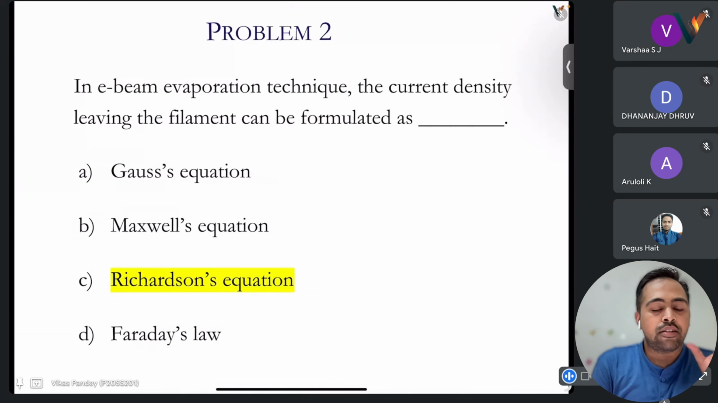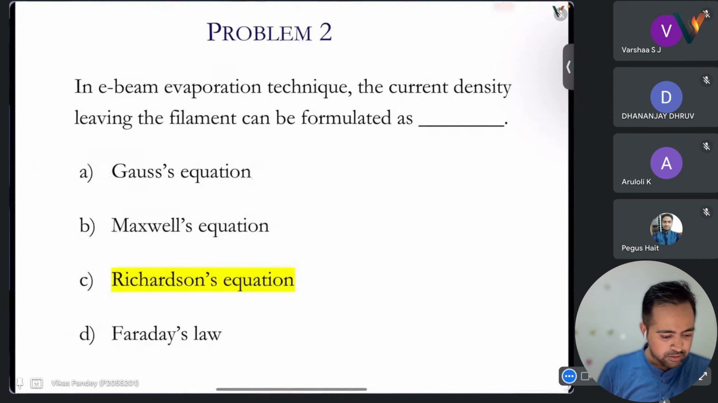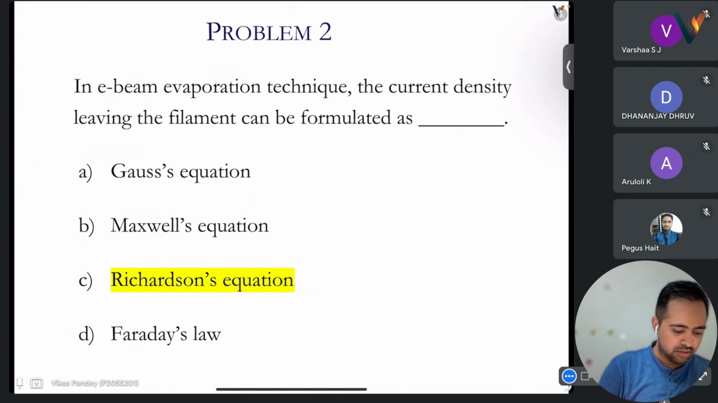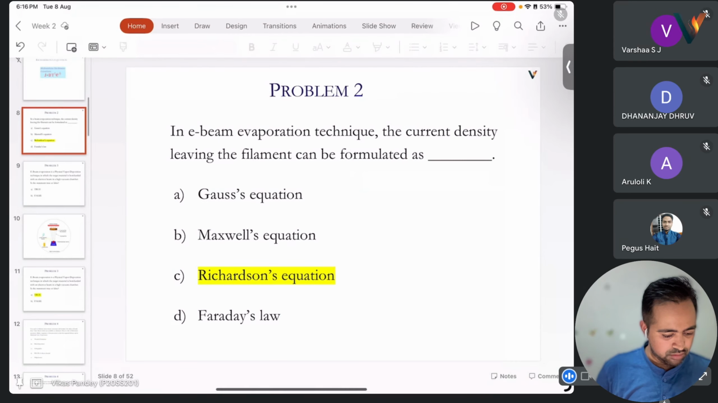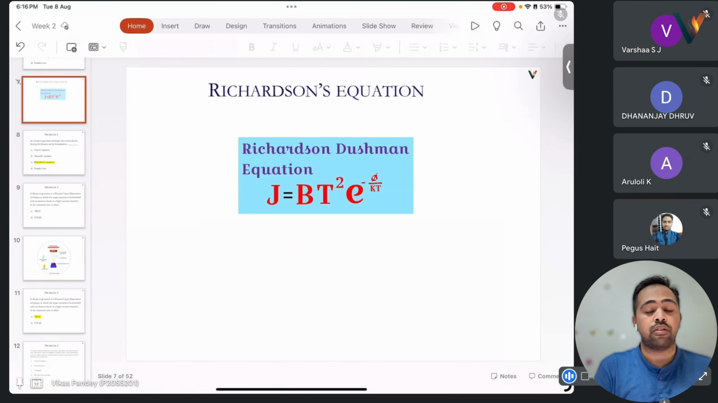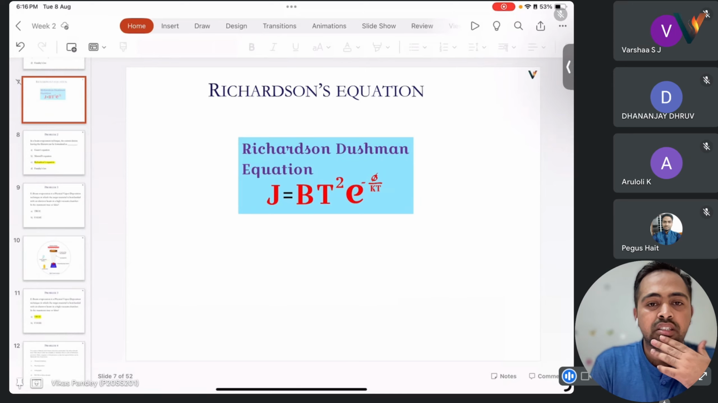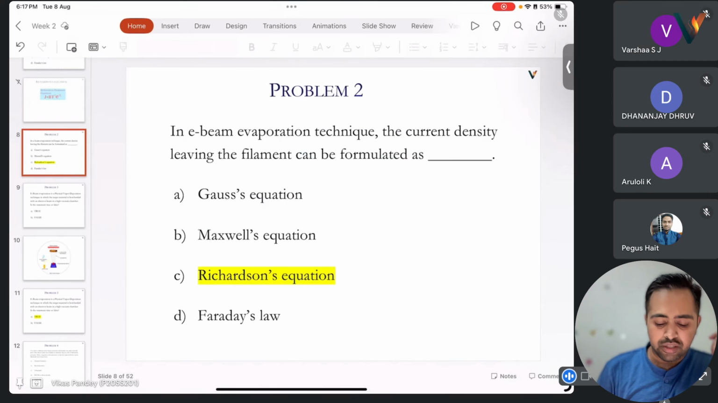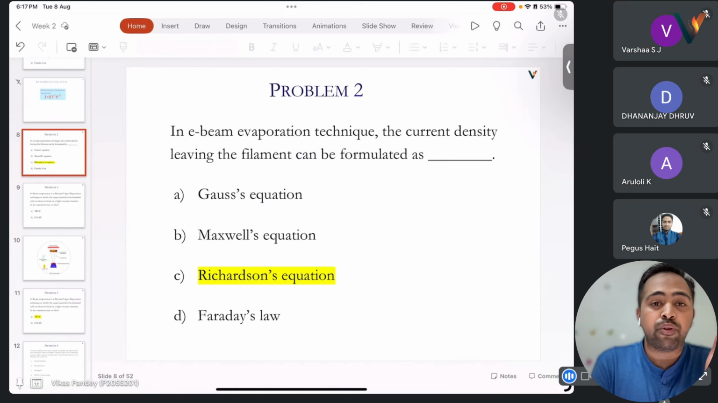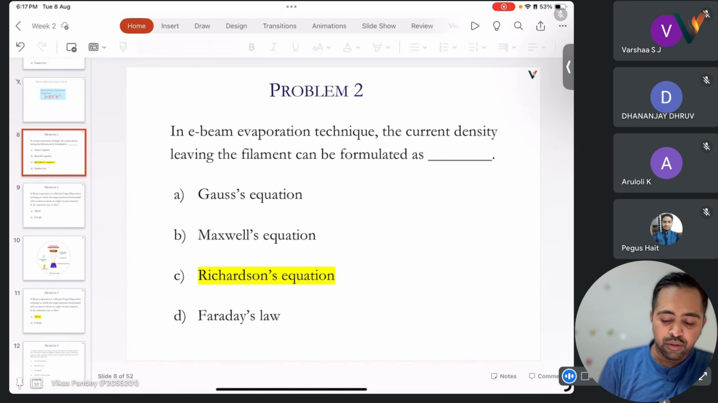Kindly check, I think I had kept that equation also. Yes, okay, it was not. So this is the Richardson-Dushman equation. You check the parameters. This is the correct equation to estimate the e-beam evaporation current density.